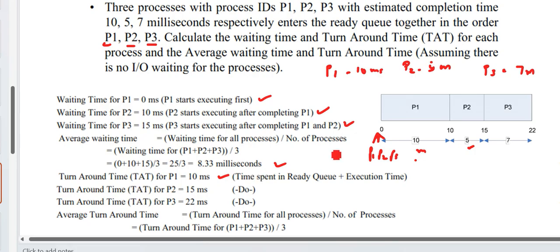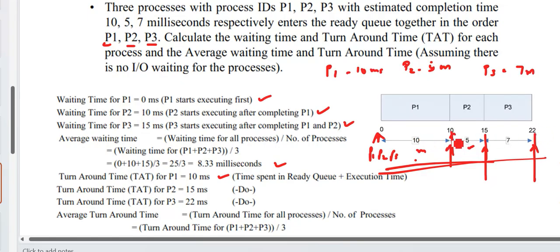Then turnaround time for P2. It is waiting 10 milliseconds and finishing in 5 milliseconds. So 10 plus 5 is 15. So you have to note down this is TAT for the first one, this much is TAT for the second one, and TAT for the third one is this. TAT for P1 is 10, TAT for P2 is 15, TAT for P3 is 22.